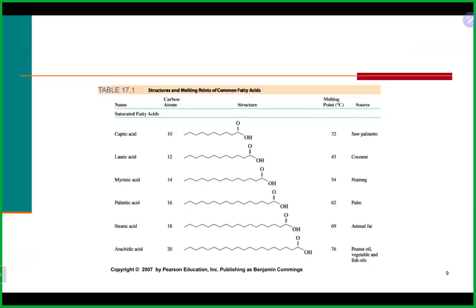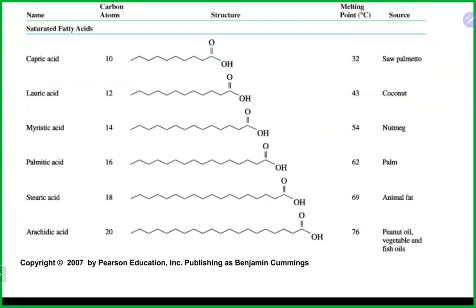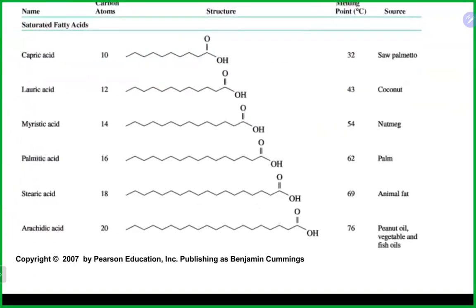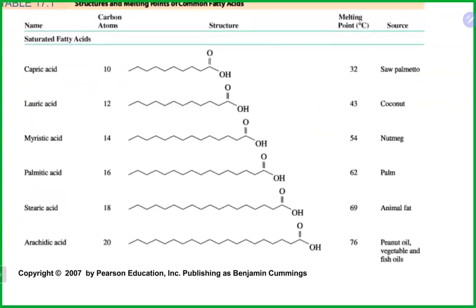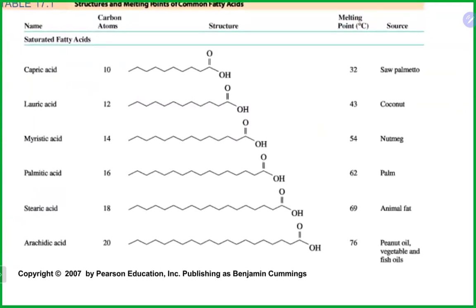Here is a table from your book of some different fatty acids. These are all saturated, as you can see. They also all have long chains of carbons, 10 through 20, and some different places where you find them, like coconut, nutmeg, and so forth. One of the ways we sometimes refer to a fatty acid is by the number of carbons it has and how many double bonds it has.